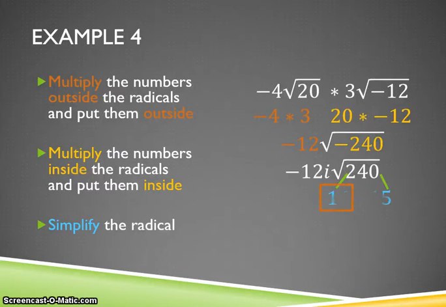Break it up. We get 16 and 15. The square root of 16 is 4. We're going to multiply that times the negative 12. So we'll get negative 48. Keep the i and put the 15 under the square root.